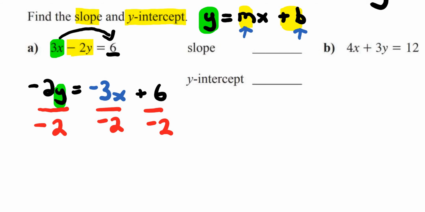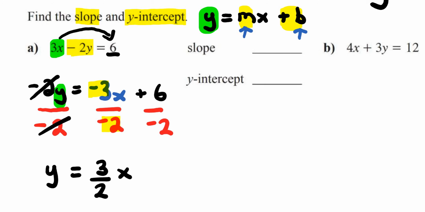And if I divide both sides by negative 2, then this negative 2 and that negative 2 will cancel, giving me just a single y variable. And then I have a negative 3 divided by negative 2, which is simply going to be 3 over 2, and then the x variable remains. And then plus 6 divided by negative 2 is going to be negative 3.